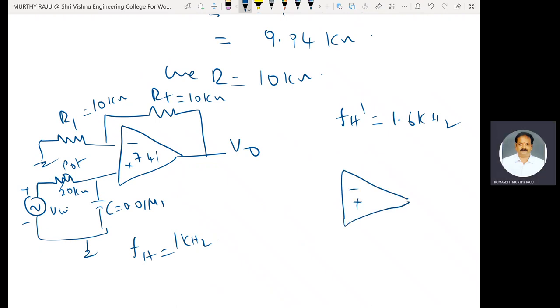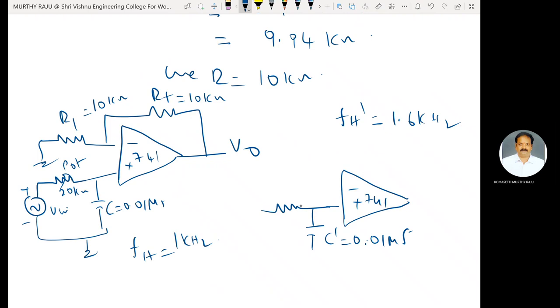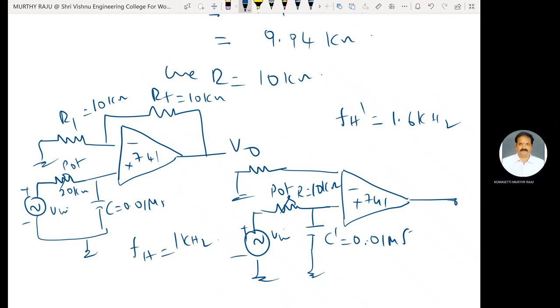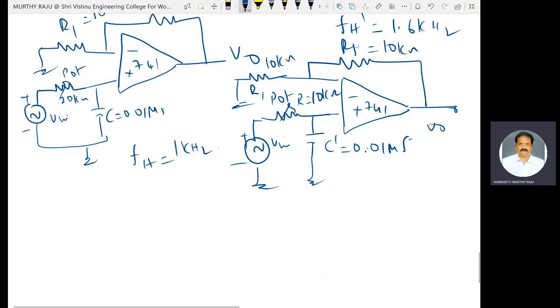The circuit diagram is like that. C dash is equal to 0.01 microfarad. This is the pot value. R is equal to 10 kilo ohms. Here Vin. Here ground. This one is V0. This one is RF, R1, 10 kilo ohms. With this, the design steps related to Butterworth low pass filter is completed.